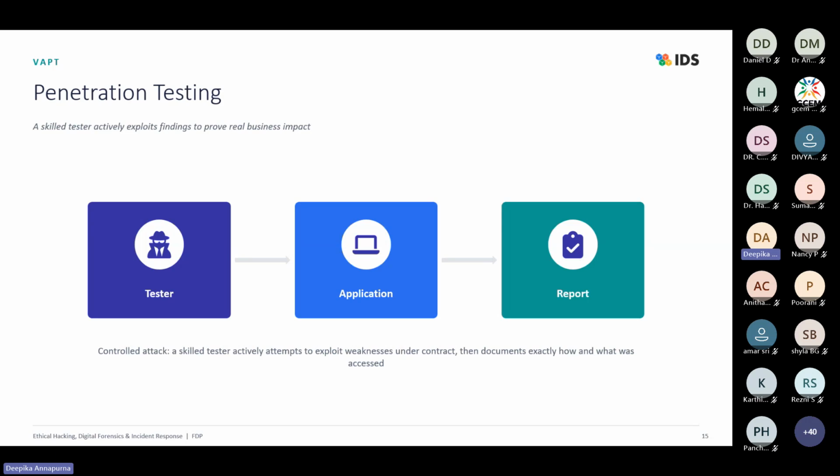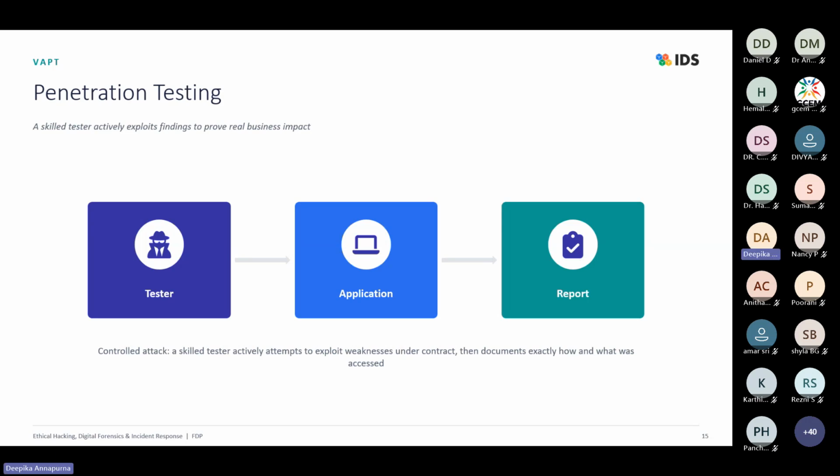The main objective here is: can the vulnerability actually be exploited? Yes or no? So we will complete the vulnerability assessment and get, let's say, 10 or 15 vulnerabilities found. In penetration testing, we find out which vulnerability can actually be exploited by the attacker.